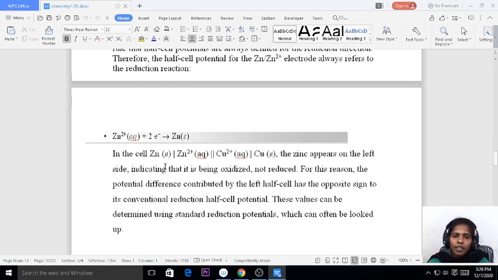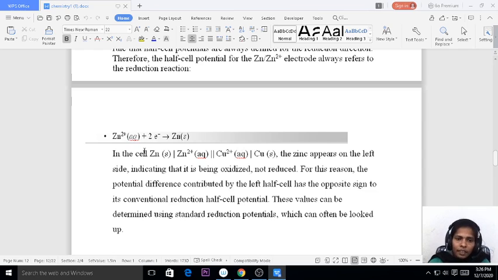So in the cell, Zn+2, double vertical line, copper+2, copper. I will explain later, in the electrochemical cell, how to write the cell notation. Maybe you have already seen it at the intermediate level, but again I will explain the trick of how to write the galvanic cell notation. Just see the example of galvanic cell notation: Zn/Zn+2, double vertical line, Cu+2/Cu. The zinc appears on the left side of the double vertical line, and Cu+2/Cu is at the right side.